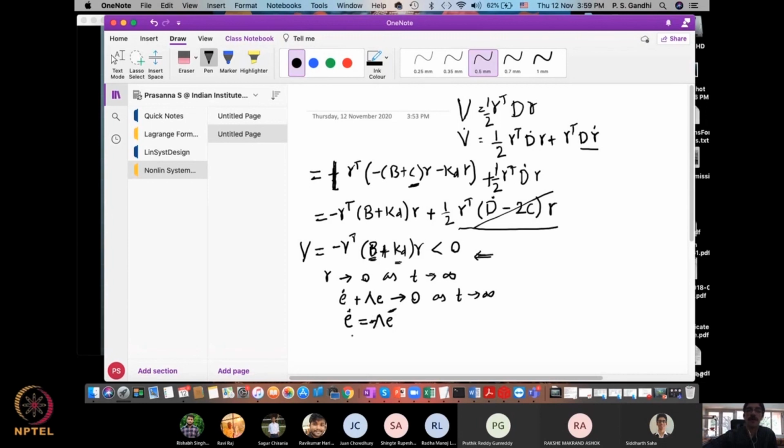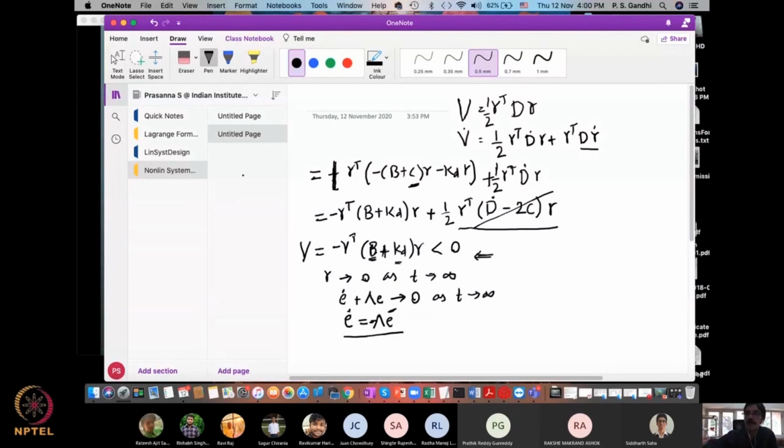Okay, and if lambda is chosen to be a diagonal matrix, a positive definite diagonal matrix, then e dot is equal to minus lambda e, and all the e dots, E1, E2, E3, E4 like that, will have the same form. E1 dot is equal to minus lambda 1 e1, and things like that.